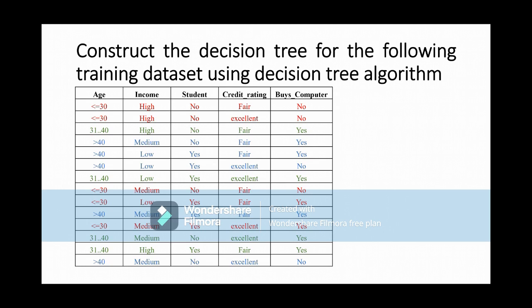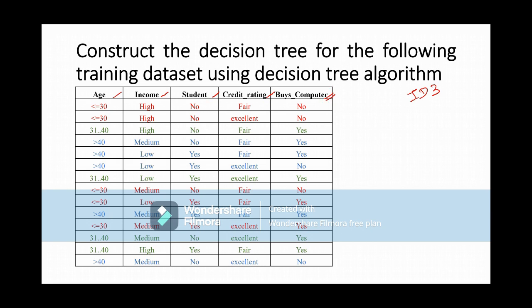Good morning. In this video, we are going to construct the decision tree for the following training dataset using the decision tree algorithm. Here we are going to use the algorithm named ID3. The ID3 algorithm is used for solving this decision tree problem, and this is the dataset we are using for constructing the decision tree. These are the features of the dataset, and this is the target column.